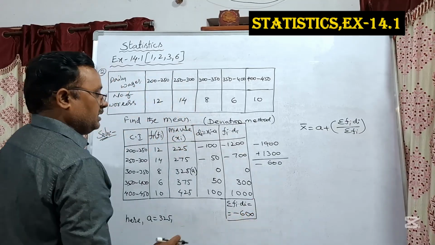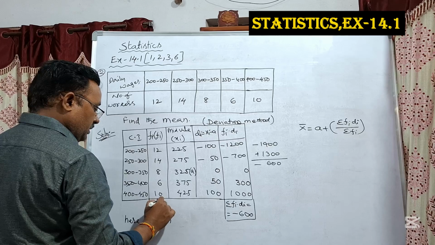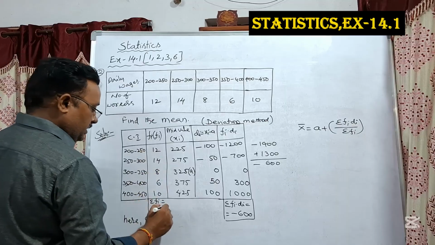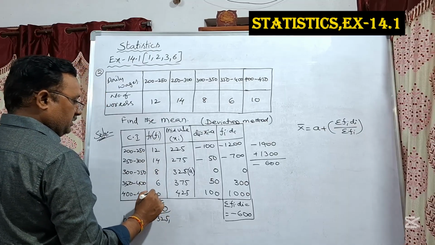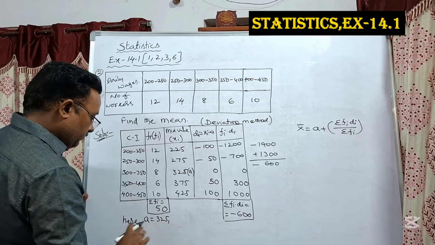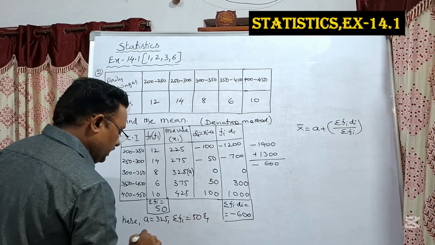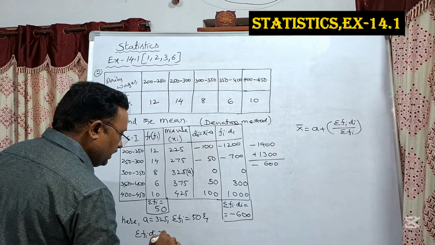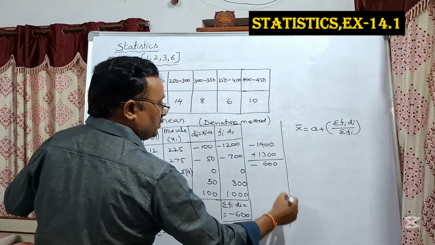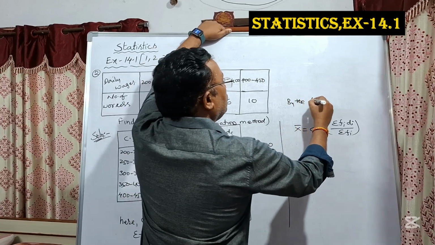In the same way, find out sigma fi. Add all of them: 6 plus 8, 14, 18, 20. So 2 comes here, 2 plus 1, 3, 4, 5, 50. Sigma fi value is 50. So here a is equal to 325, sigma fi is equal to 50, and sigma fi into di is equal to minus 600. You can write the values like this. Now enter into the next step, that one is the assumed mean method.